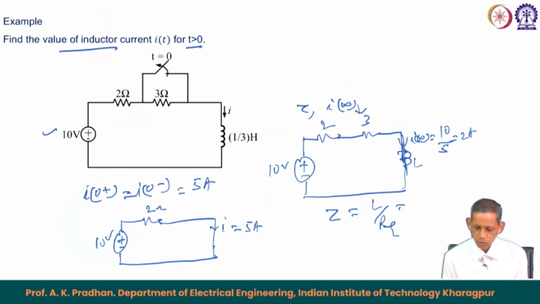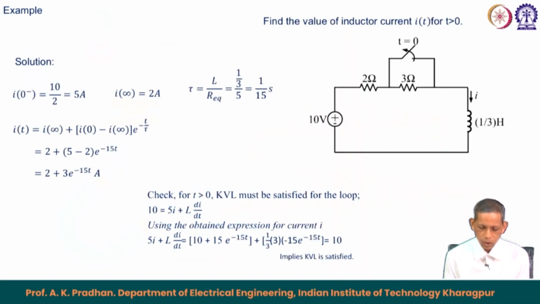So, here 3 plus 2. L is 1 by 3 and the R is 5 here. So, into 5, that becomes equal to 1 by 15 second. Thereby, we say that the corresponding I naught equals 5 ampere, I infinity equals 2 ampere, tau equals 1 by 15 second.